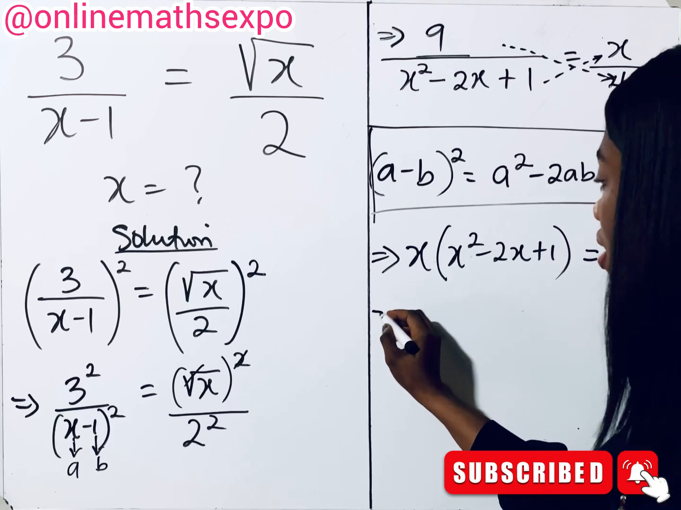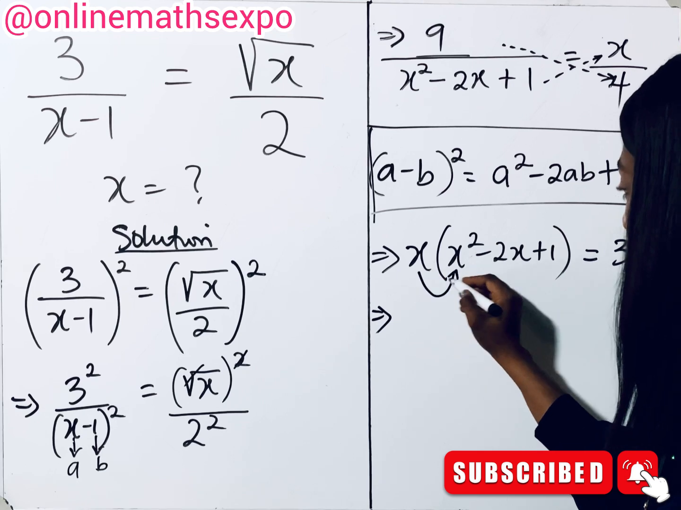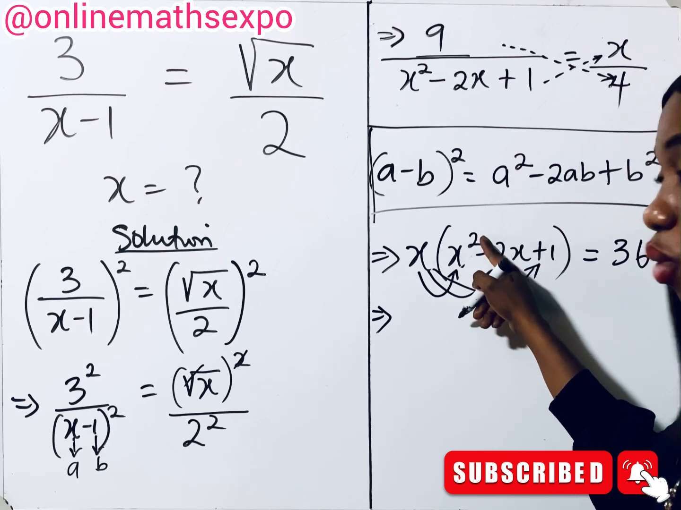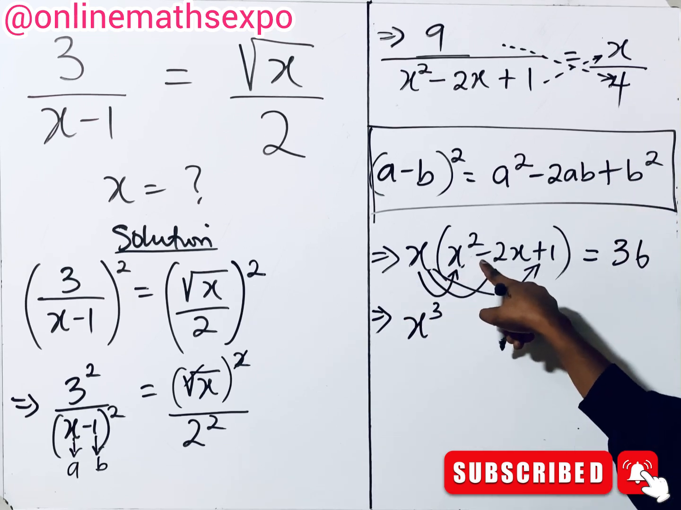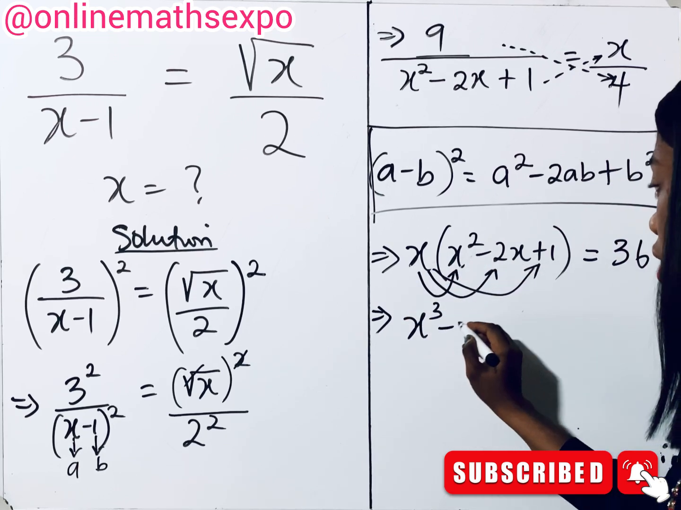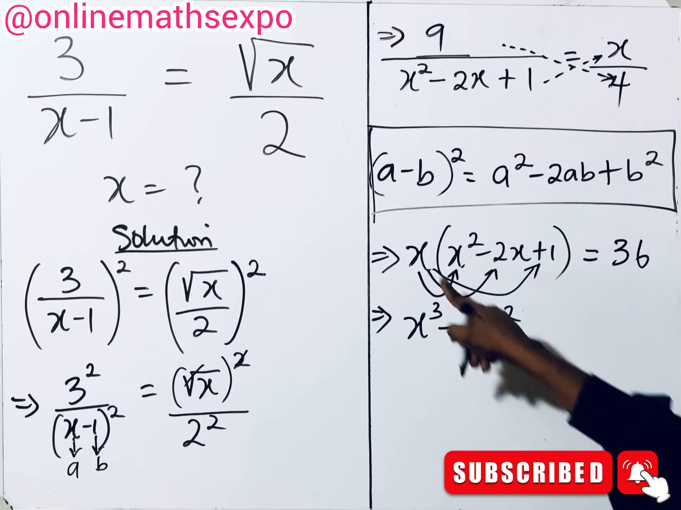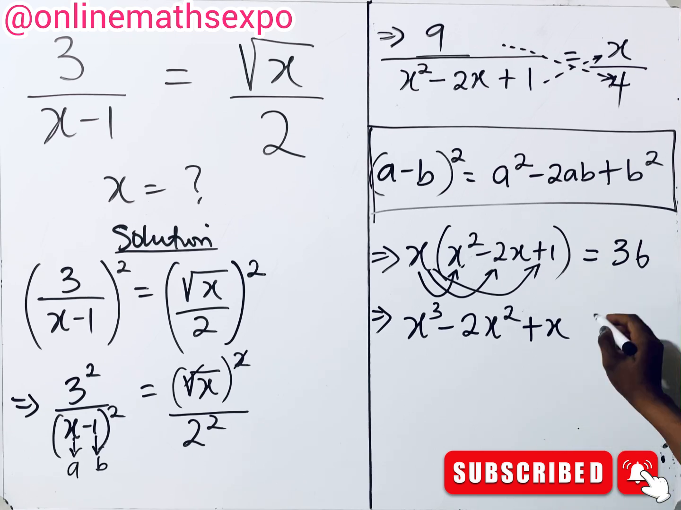So what next? We are going to simplify again. Use this x to expand the bracket. If you do that, x multiplies x squared gives us x cubed. Use x to multiply negative 2x, it gives you negative 2x squared. Interesting. Use x to multiply 1, it gives you x. Okay, and everything is equal to 36.